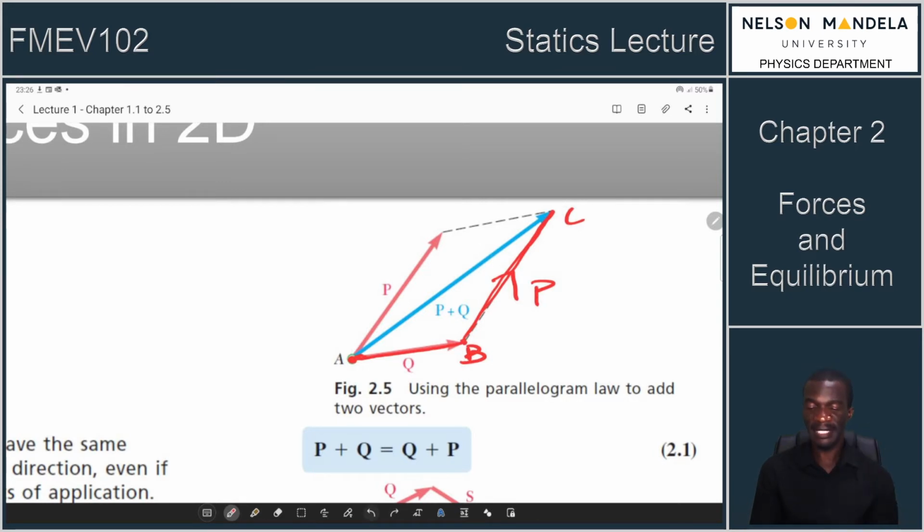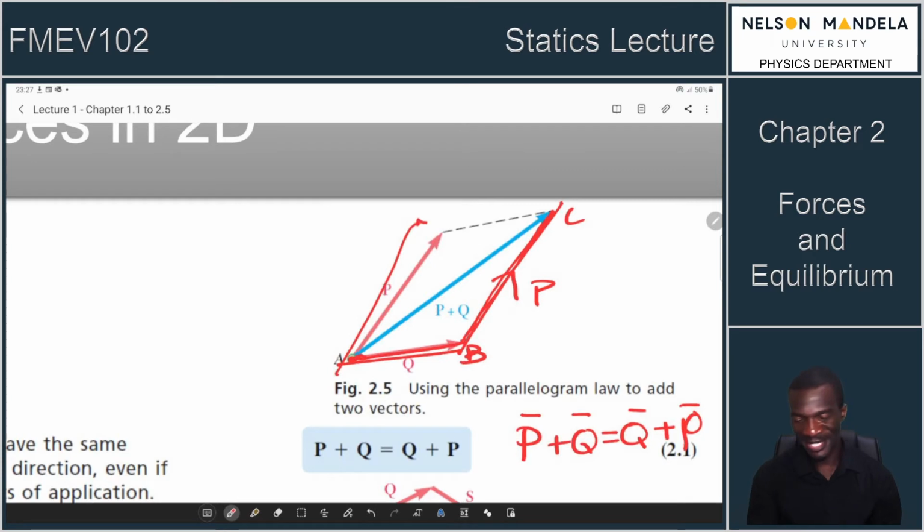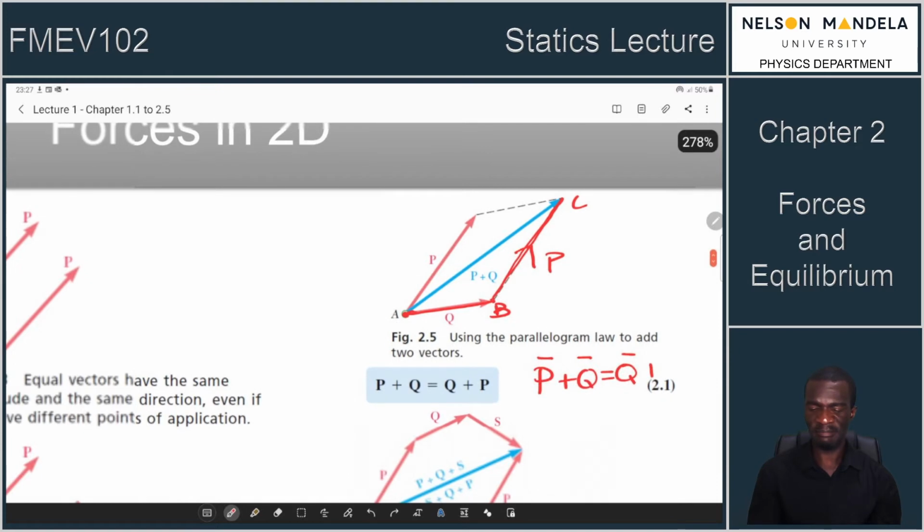Respect the vector sign, please. Since we will not write things in bold, I don't think there's anyone who's got the patience to do this when you're writing. So you would just write your vector P plus Q is equal to Q plus P. So what we are being reminded of here is that the parallelogram rule simply introduces commutativity when you are adding vectors. In other words, Q plus P is the same as P plus Q. So that's a vector principle that is just a reminder.